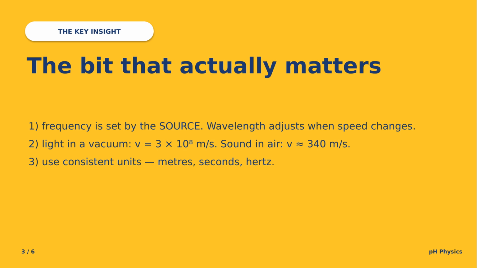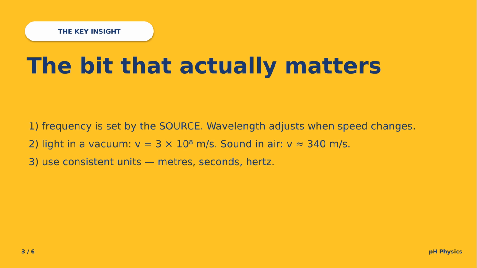Three things. 1. Frequency is set by the source. Wavelength adjusts when speed changes. 2. Light in a vacuum: V equals 3 times 10 to the 8 meters per second. Sound in air: V equals 340 meters per second.